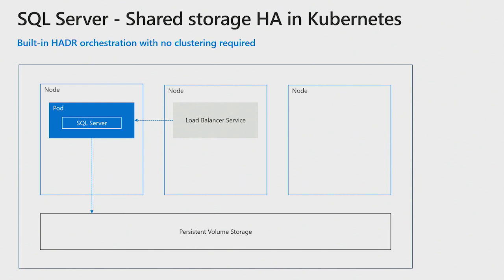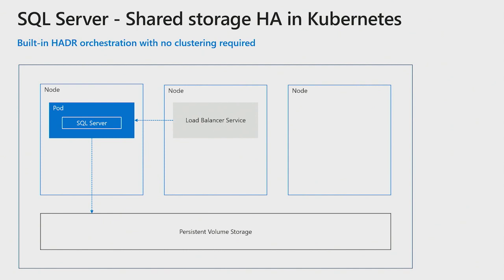Flip back to the high availability message we talked about. We talked about failover cluster instance in Linux. We talked about availability groups. So what if you would like to do SQL Server failover without clustering software? Like you wouldn't have to install anything like Pacemaker and so forth. Kubernetes has a built-in model that supports that. And here's how it works.